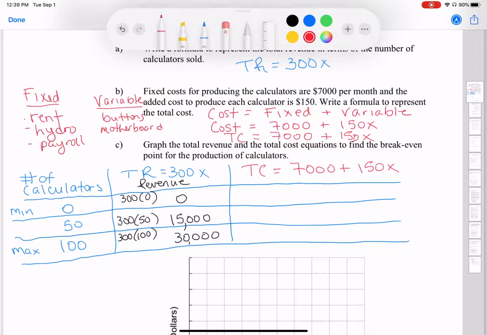Now while we're here, let's also do the same for our cost. Remember, this is our cost. This substitution is a little bit trickier, but nothing we can't handle. So this will be $7,000 plus 150 times 0. And if we put that in our handy calculator, we get $7,000. So if we sell 0 calculators, we have costs that are 7,000. And this will be 7,000 plus 150 times 50, so 14,500. And this one is 7,000 plus 150 times 100. What if we sell 100 calculators? How much will it cost us? $22,000.